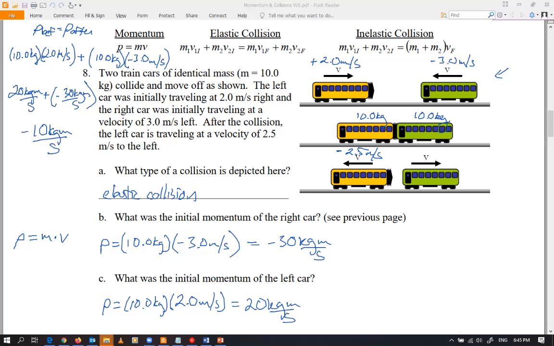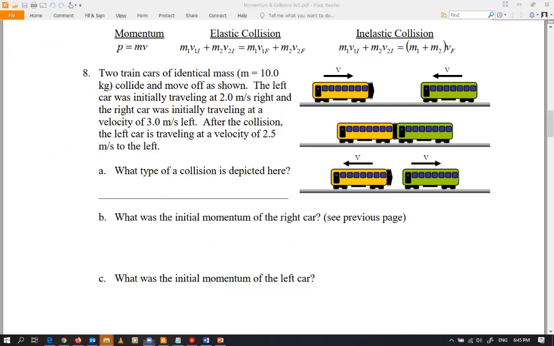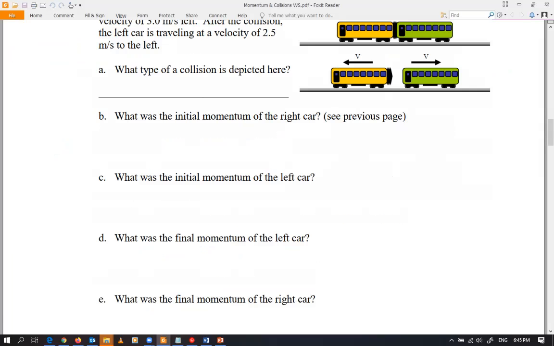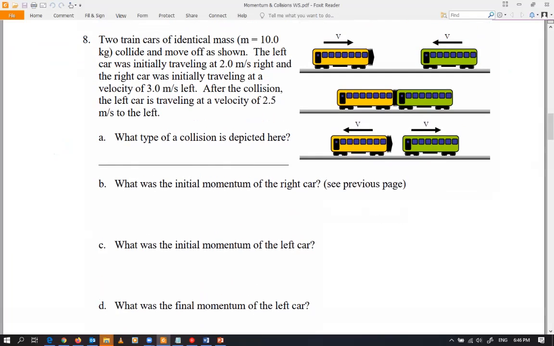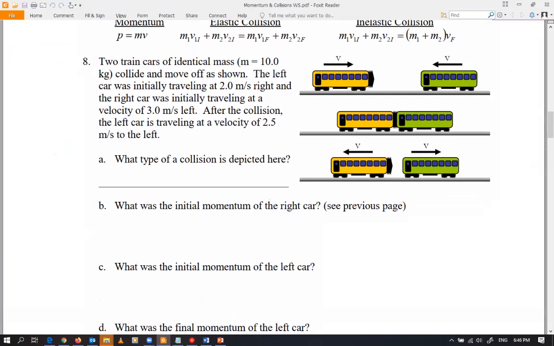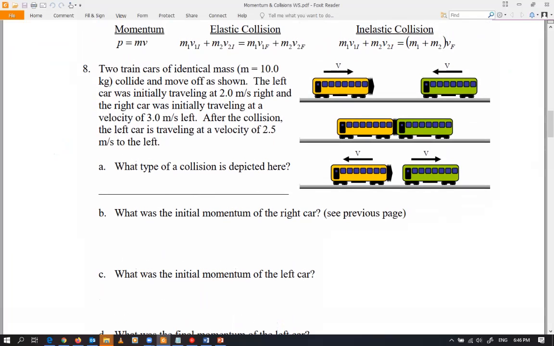I'm going to clear this off and slide down so that you can continue to follow what I'm doing, but the visuals and everything we've just talked about will stay the same. So we slide up. What's next? What's the final momentum of the left car? And what's the final momentum of the right car? I'm going to move up just so you can see all these pieces again, but remember that's what we're going to look for here.